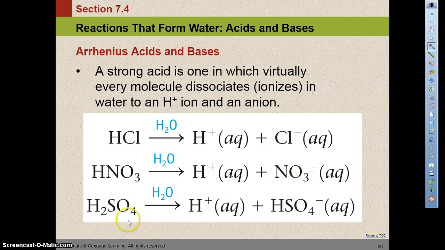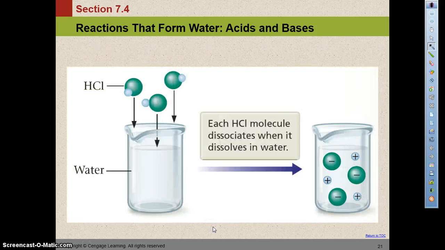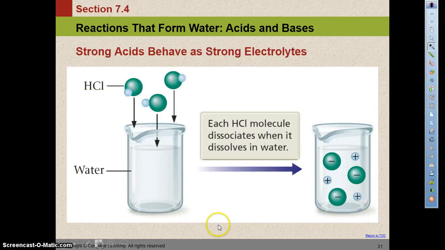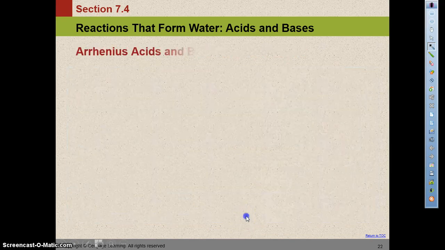And we see that with sulfuric acid, it has two hydrogen ions, and the first one will come off completely and leave a hydrogen sulfate ion and hydrogen ions in solution. This is just showing us that the strong acids behave as strong electrolytes because they completely dissociate in water, and you end up with positive ions and negative ions.